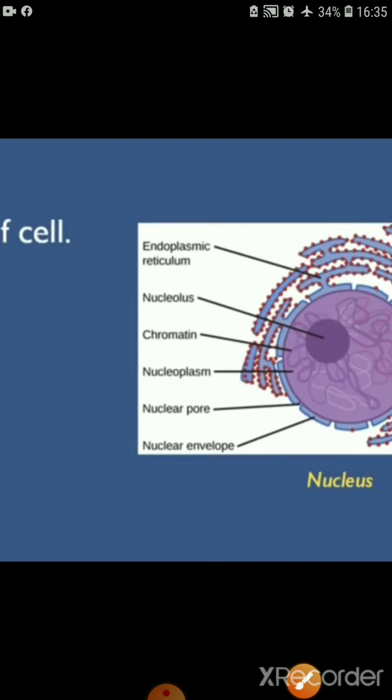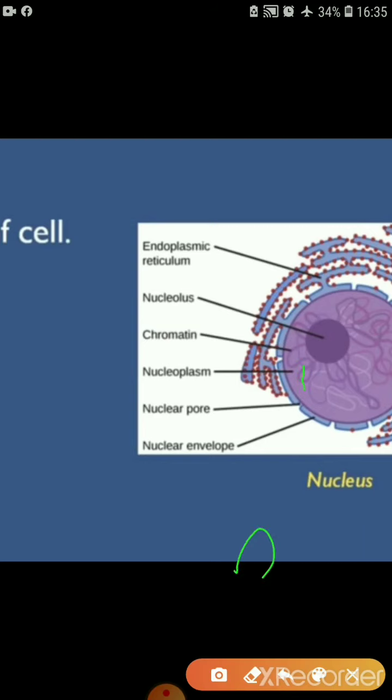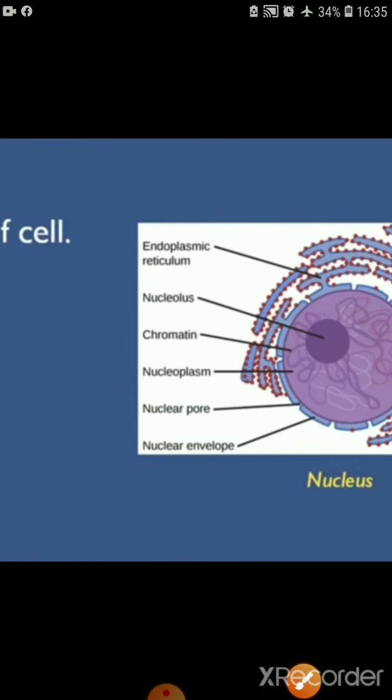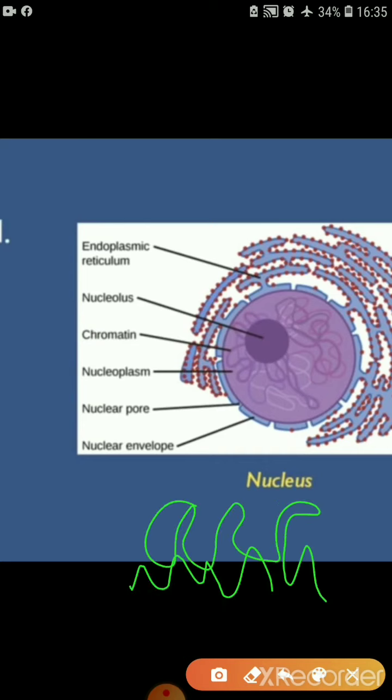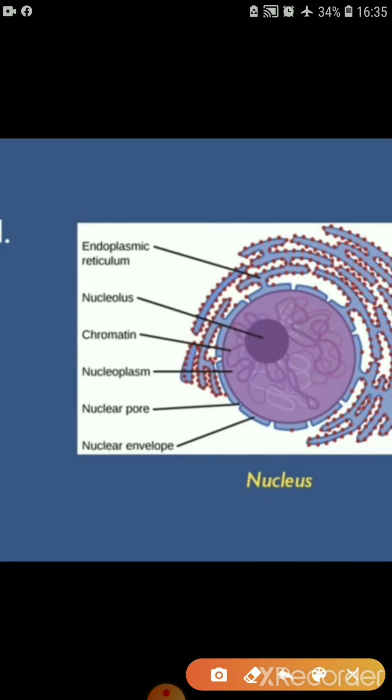And next is called chromatin. What is chromatin? This thread-like structure in dark purple color inside the nucleus. You are able to see here the dark purple color thread-like structure inside the nucleus, that is called chromatin. What is that called? This is called chromatin, or we can say that is nuclear material. What is another name of chromatin? Nuclear material.